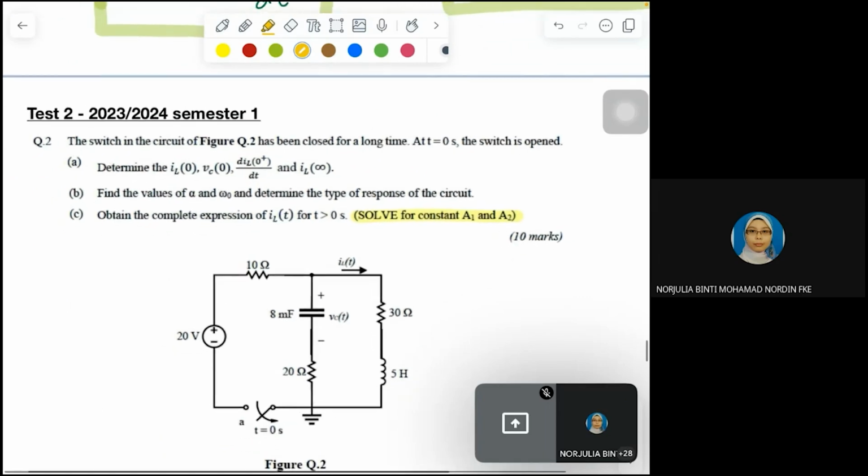All right, so by looking at this question, this is the last semester's question for test 2. As you can see, the statement that I highlighted in yellow there, this particular question requires you to solve A1 and A2.